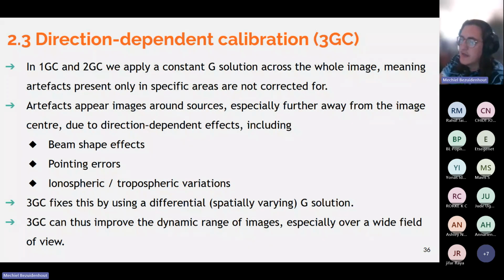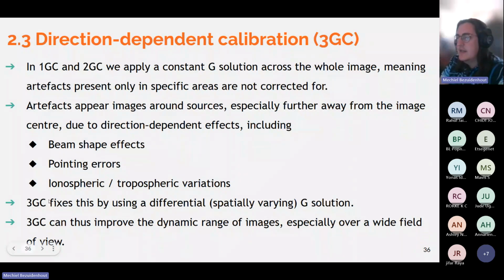These artifacts can appear in the image because of these direction-dependent effects, especially further away from the image center. And these effects include the beam shape effect. So that includes the primary beam correction that I spoke about before. It can also include errors in the pointing. Remember, the telescope pointing itself is often imperfect. It has an error associated with it. You don't know exactly precisely where you're pointing. And that error can introduce a direction-dependent error into your visibilities. And then there's also ionospheric and tropospheric variations, which are direction-dependent and can mess with your visibilities.